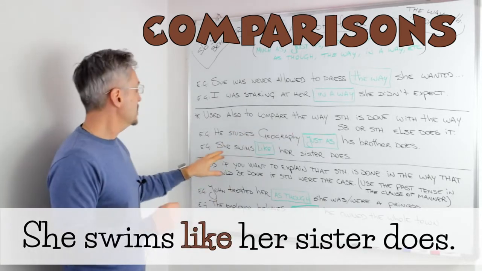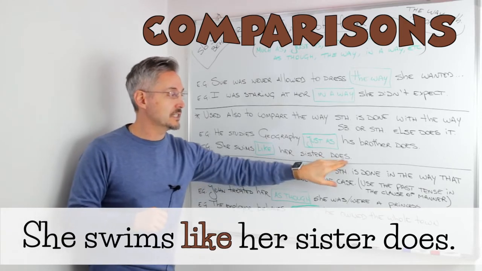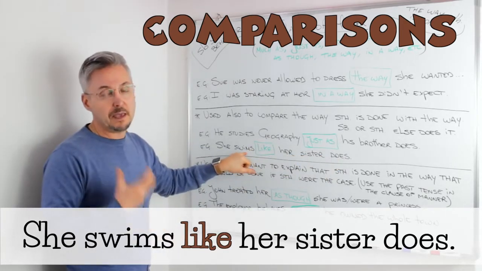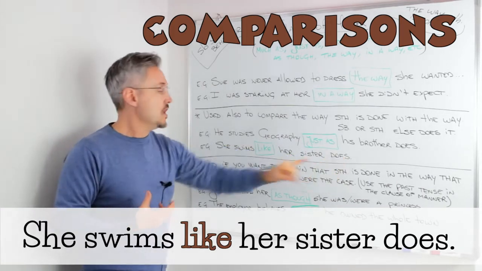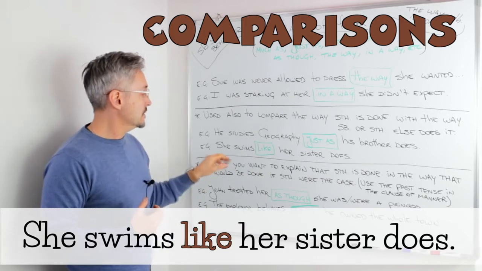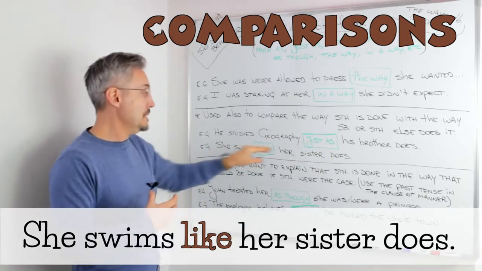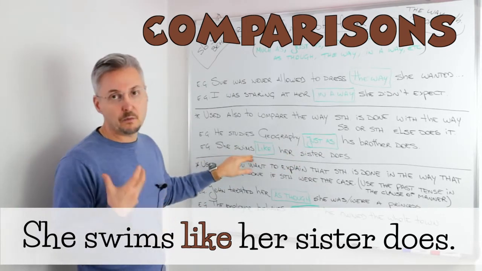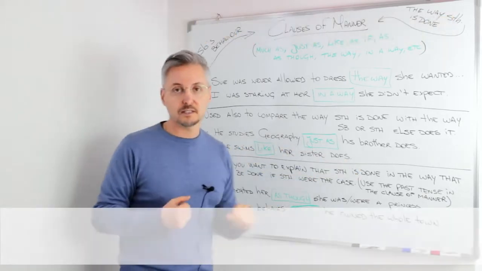Another example, she swims like her sister does. The same thing here. We don't need to repeat the main verb, swim, so we use the auxiliary of that sentence. So she swims like is comparing two people in this case and the way something is done. She swims like her sister does.